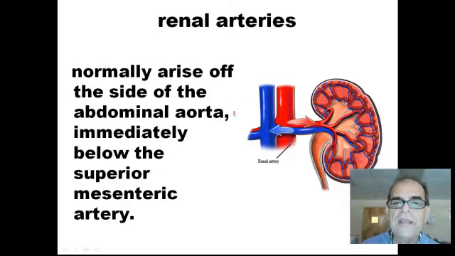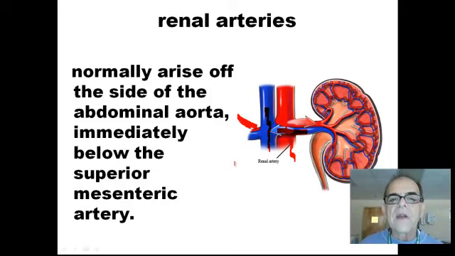On the contrary, the left renal vein is the only vein in the body that goes anterior to the aorta. You can see here, right renal artery, posterior to the IVC, left renal vein, anterior to the aorta. Typical question. The right renal artery is the only artery in the body that goes posterior to the inferior vena cava.